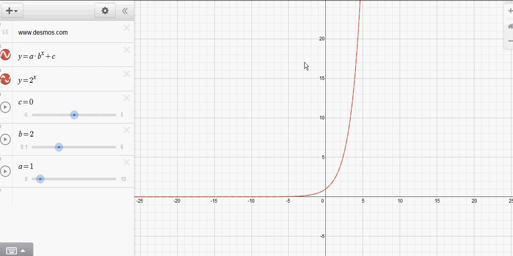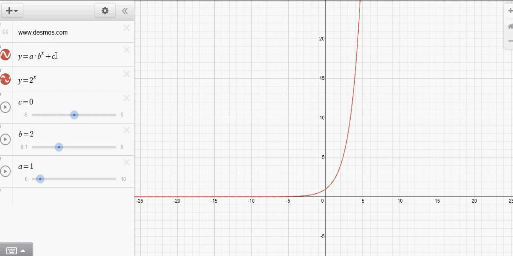I'd like to use the awesome free website desmos.com to take a look at exponential transforms and understand how the transform equation shows us what should be going on in the graph. So the first thing for us to notice here is this is the actual transform equation. y is equal to a times b to the power of x plus c.